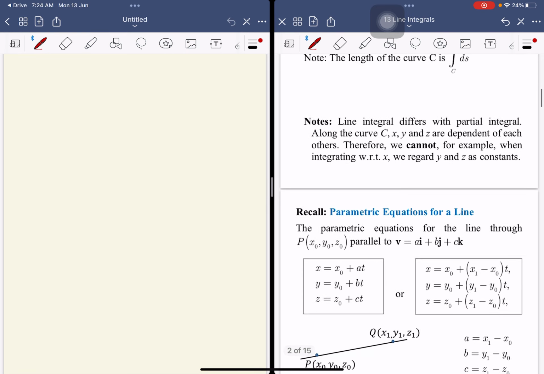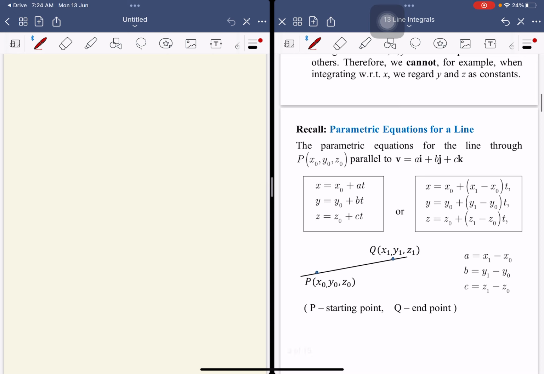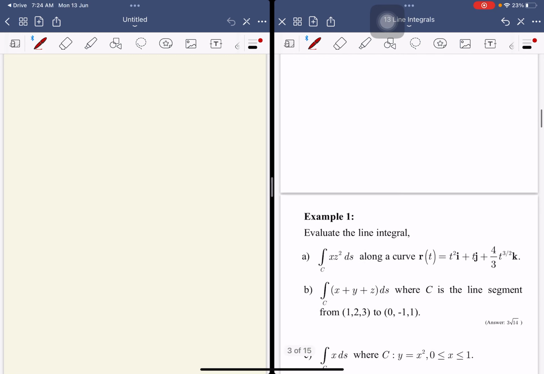Let's recall, because you might need this in order to get the equation of a curve. I put it here because you learned it in the previous subject, so that you can refer to it. I will also show one step on how you can use it. Let's take a look.